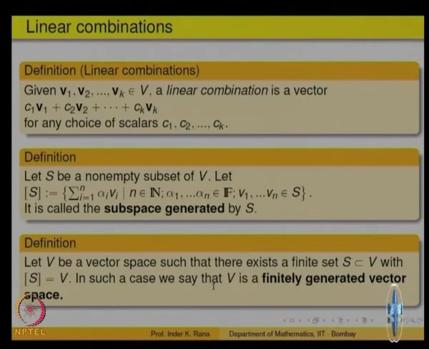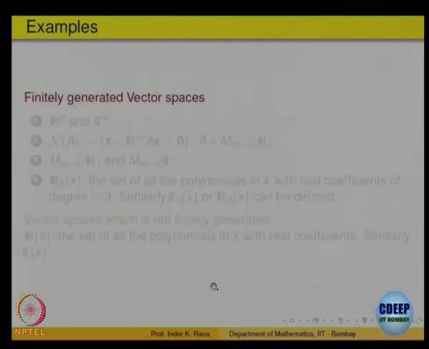A finite number of elements of V give everything via linear combinations. If it is not, then we say it is a non-finitely generated vector space. That is where abstract vector spaces will start differing from your R n and subspaces of R n. So, let us look at some examples of this. R n and C n, are they finitely generated?